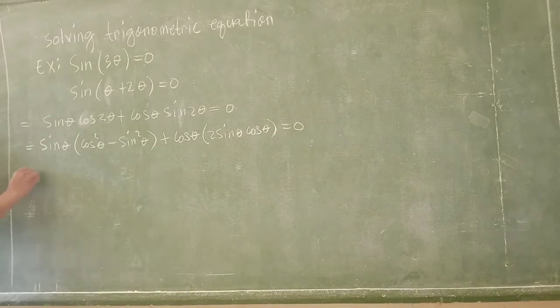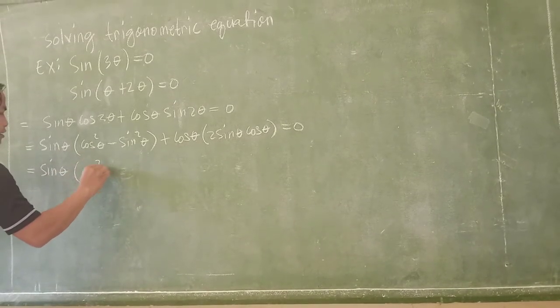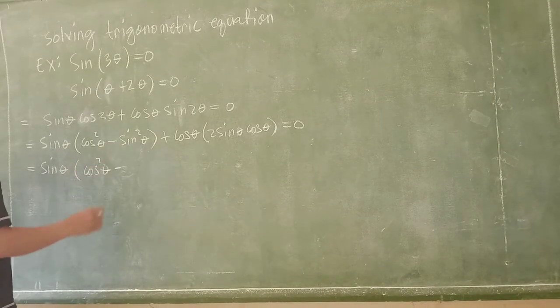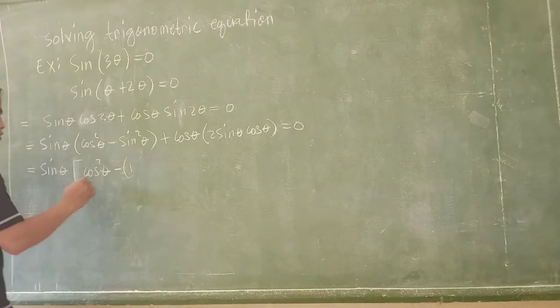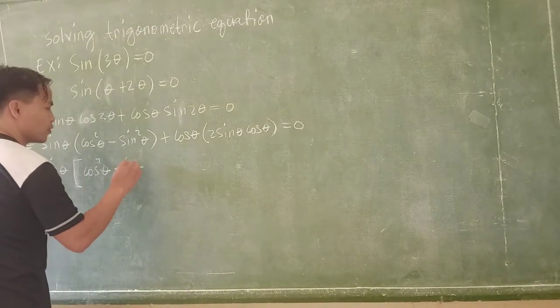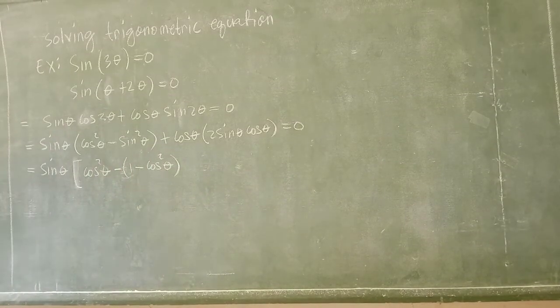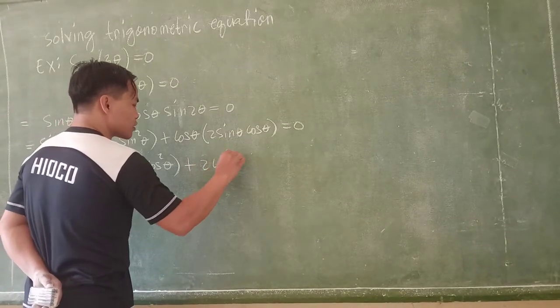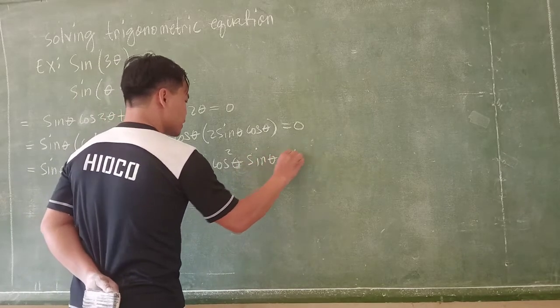Next, we simplify. This becomes sine theta multiplied by cos squared theta minus sine squared theta, where sine squared theta is equivalent to 1 minus cos squared theta, in terms of cos squared. Plus 2 cos squared theta sine theta equals 0.